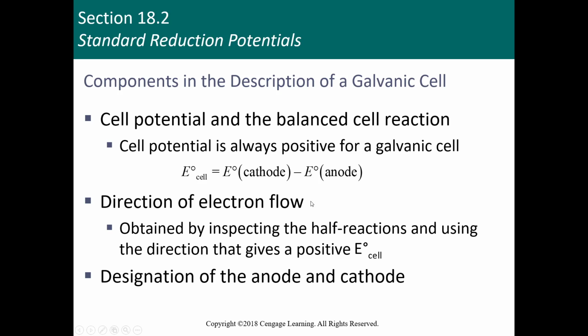The direction of your electron flow is, of course, obtained by inspecting the half reactions and using the direction that gives you a positive E0 cell, so your electrons will actually flow in the correct direction. Think of it like this: if you did this the wrong way around and you were making a galvanic cell, it's going to be a battery for your phone. Instead of providing power, running electricity through in the correct direction, it would actually run it in the reverse direction.